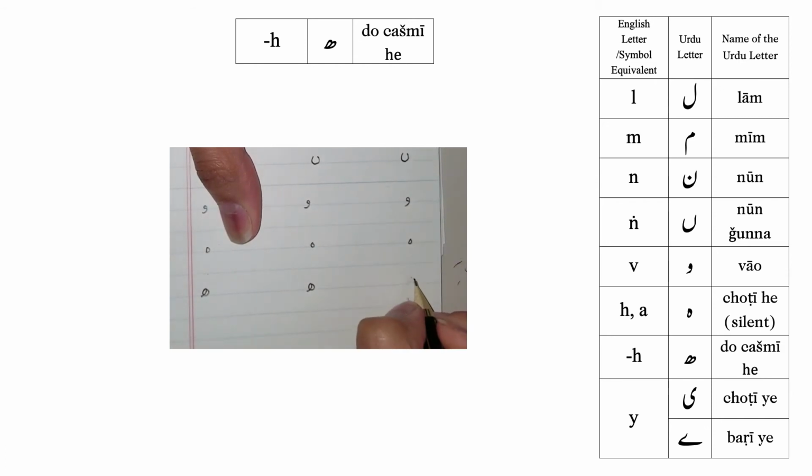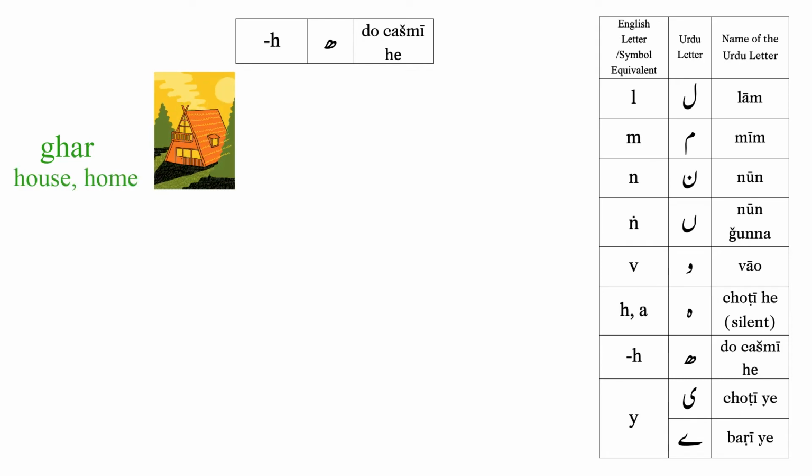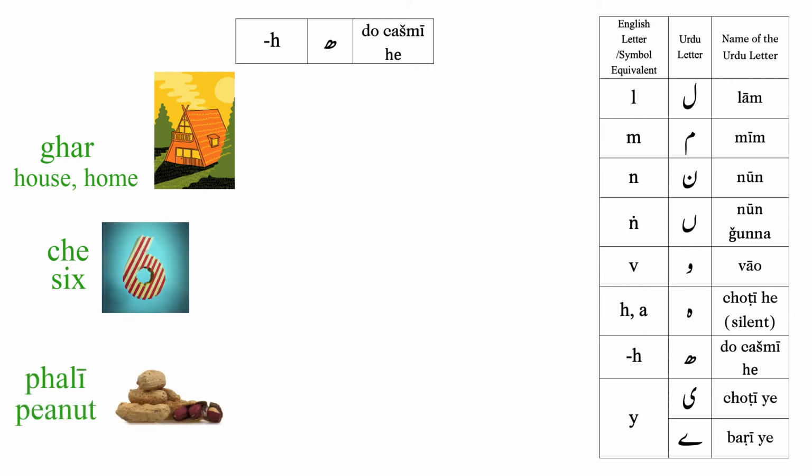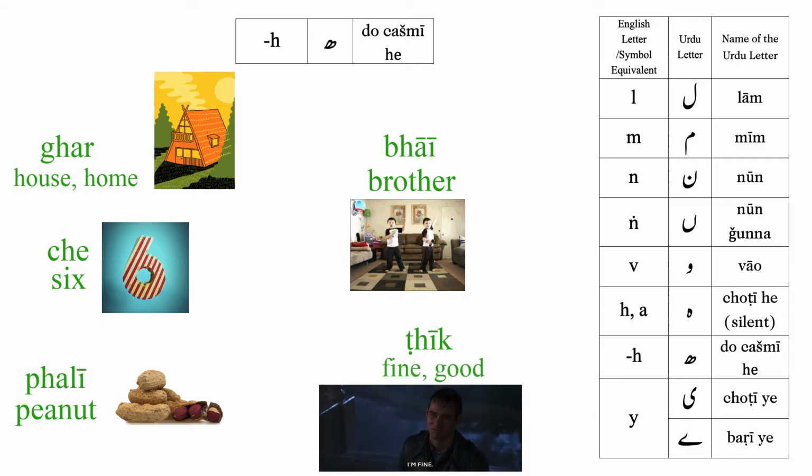So basically, do chashmi hai is mainly used to pronounce the aspirated sounds. For example, the following sounds are made using do chashmi hai. G in ghar, ch in che, p in pali, b in bhai, t in teak, and so on. Those are the aspirated consonant sounds produced by do chashmi hai.